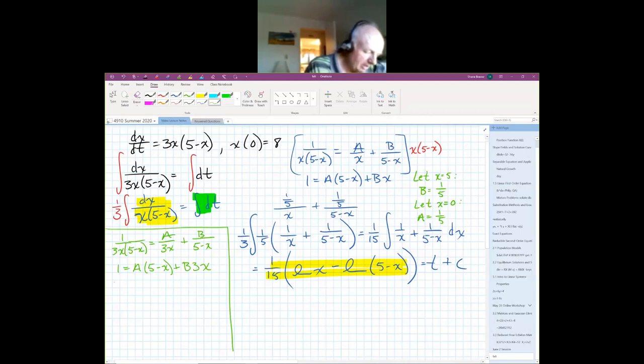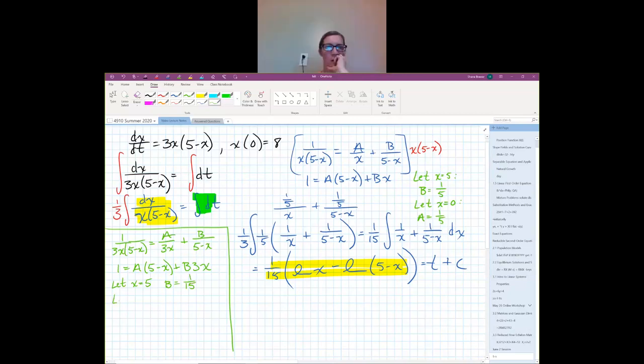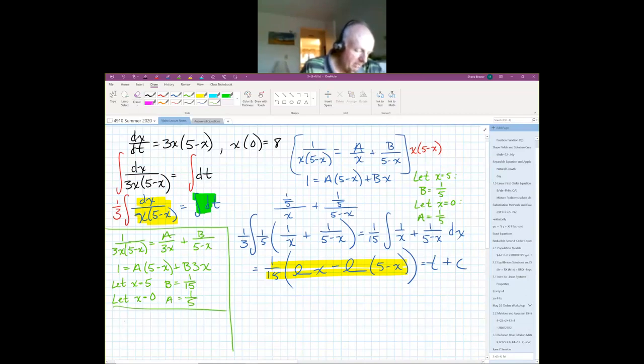And so if we let x equal 5, then that wipes out that first term, and that gives us b equals, hey, look at that, 1/15. I think we're okay. And then I bet if you let x equal 0, no, there's your problem, right? That's the problem right there. A equals 1/5, and so that's not going to work. Right, I got that right.